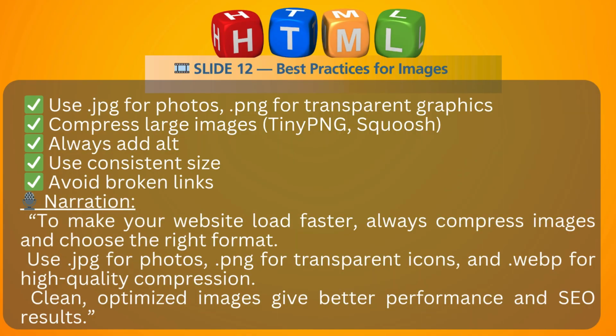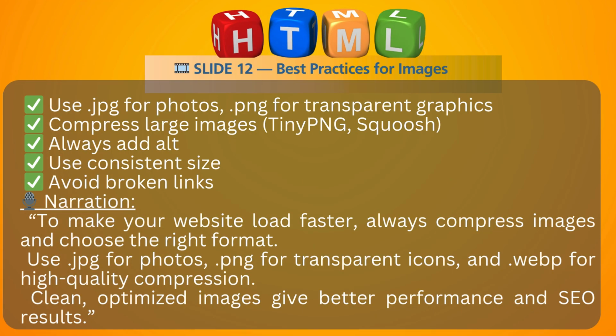Slide 12. Best practices for images. Use .jpg for photos, .png for transparent graphics. Compress large images with tools like TinyPNG or Squoosh. Always add alt text to images. Use consistent size. Avoid broken links. To make your website load faster, always compress images and choose the right format. Okay, we'll move on to the demo right now.